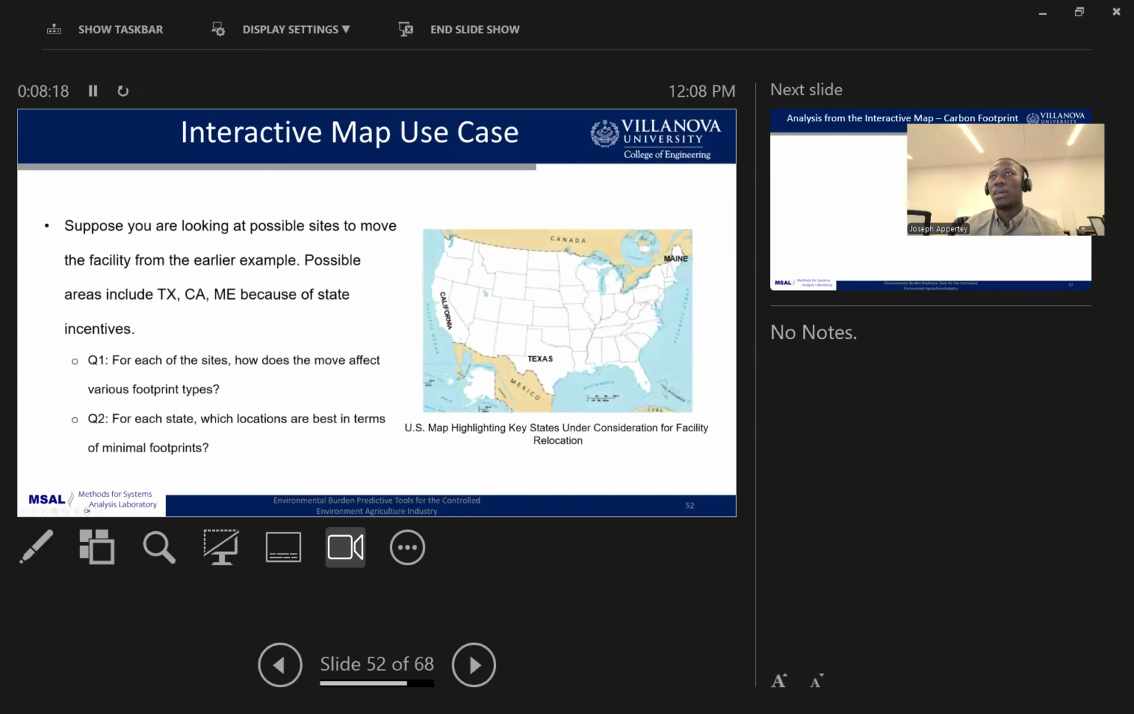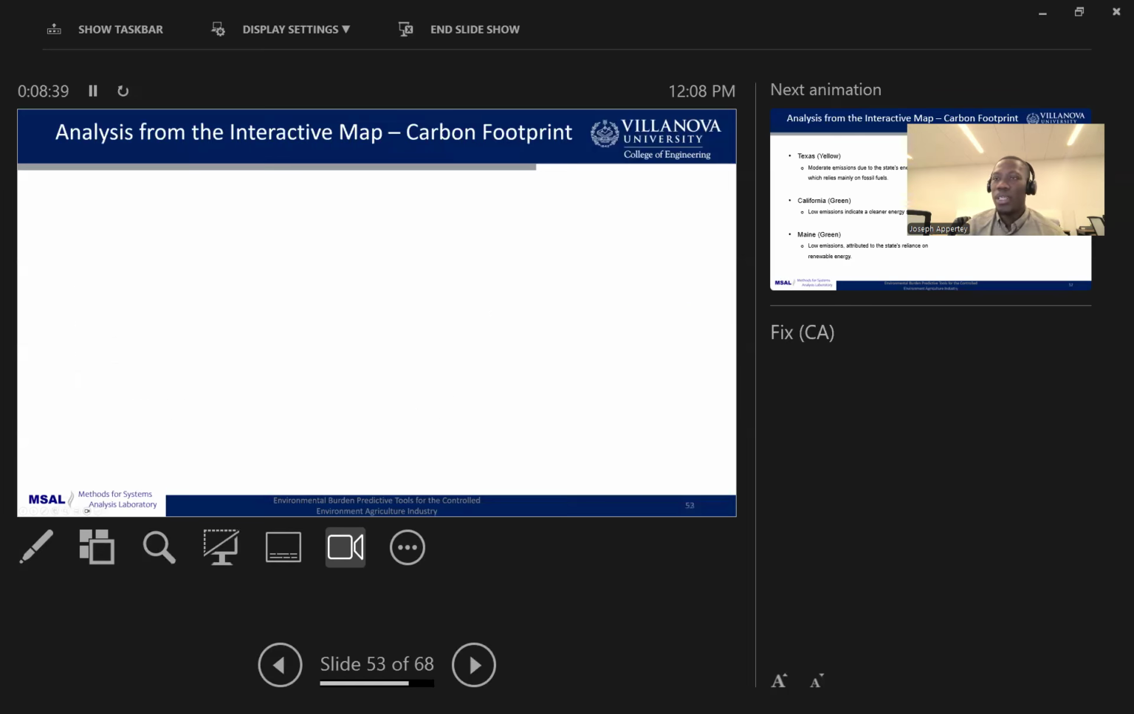So now the interactive map use case. As we want to relocate this facility from Scott County to a different facility, such as in Texas, California, or Maine, which of these sites will be favorable, and then in each of these states, which location will be best for us to locate our facility.